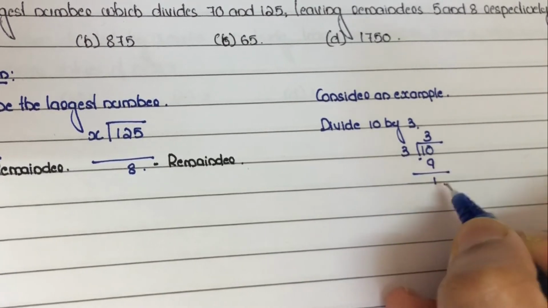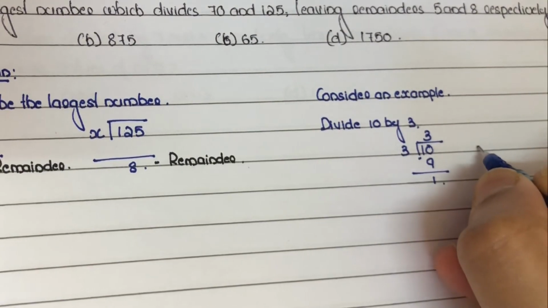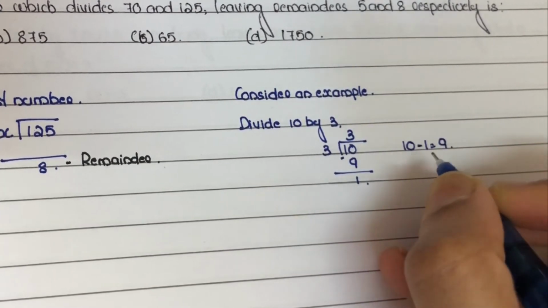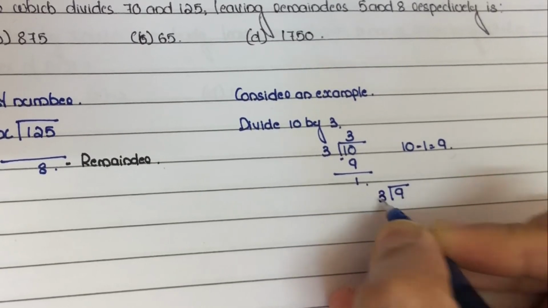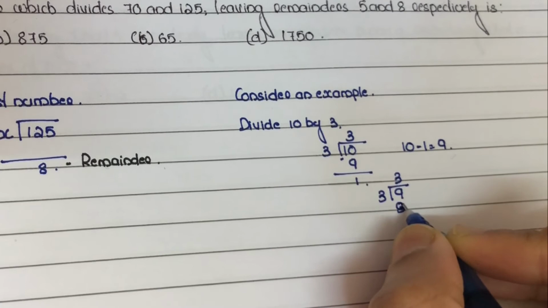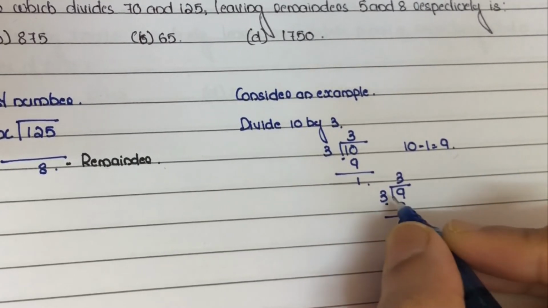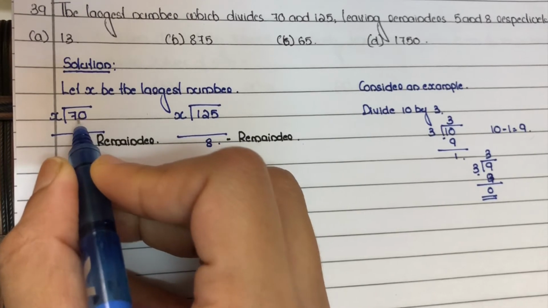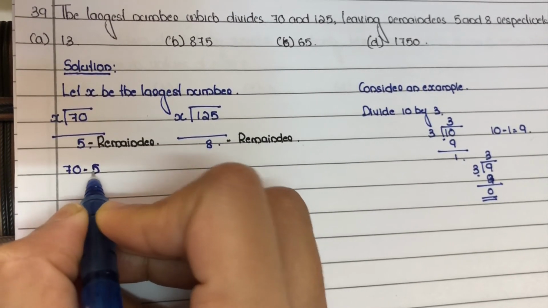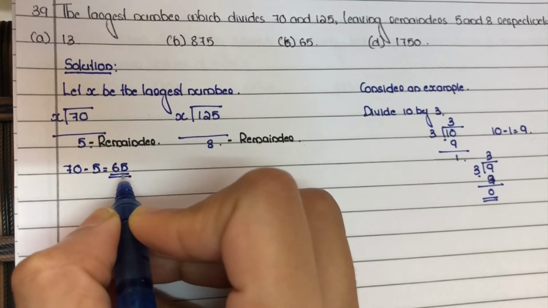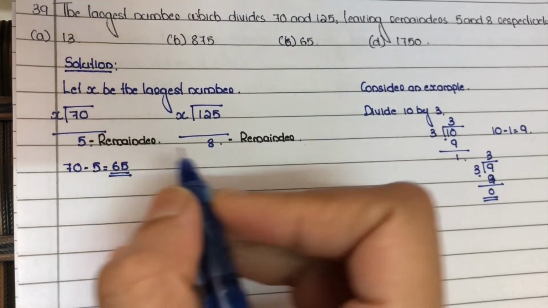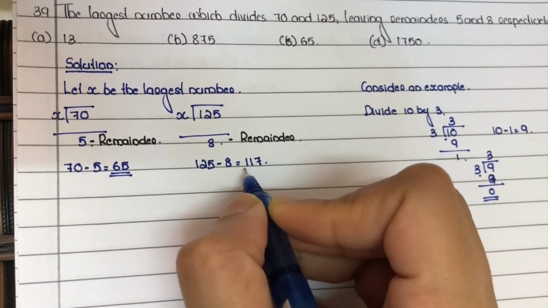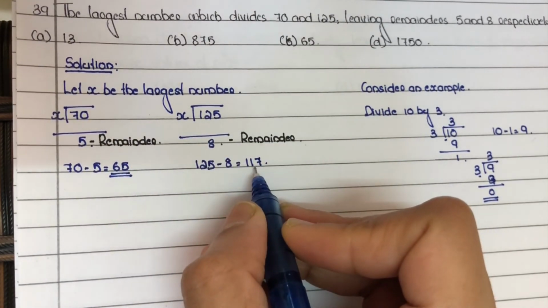But if you subtract this 1 from the dividend, 10 minus 1 equal to 9, and if you divide 9 by 3, the remainder is 0. That is, 3 is a factor of 9. Similarly, subtract the remainder from the dividend: 70 minus 5 equal to 65, so x is a factor of 65. Similarly, 125 minus 8 equal to 117, so x is a factor of 117.